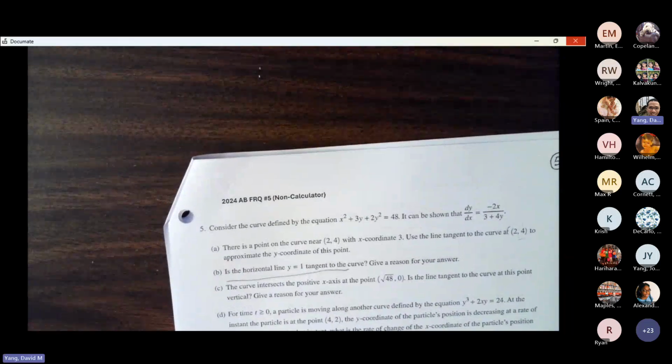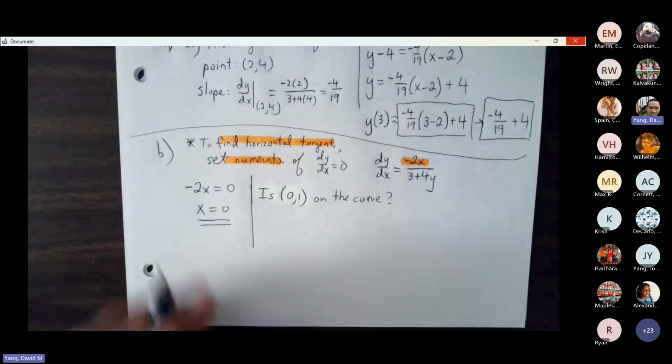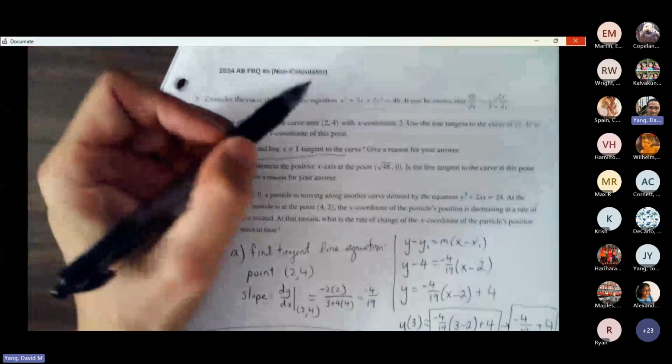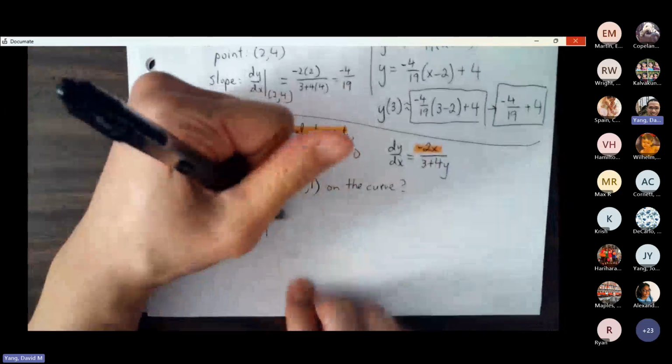Let me phrase it a different way. Is 0, 1 even on the curve? Well, if we have an equation that can help us locate ordered pairs, let's plug 0 in for x.